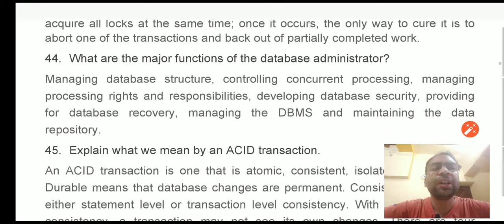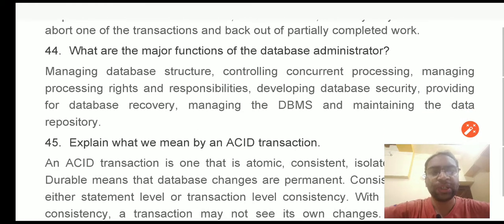What are the major functions of the database administrator? So the database administrator is one of the users of the database who uses the database for the purpose of its administration. Managing database structure, controlling concurrent processing, managing processing rights and responsibilities, developing database security, providing for database recovery, and managing the DBMS and maintaining the data repository are the major functions of the database administrator.